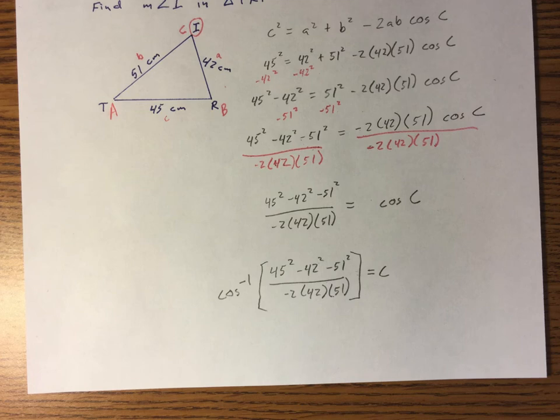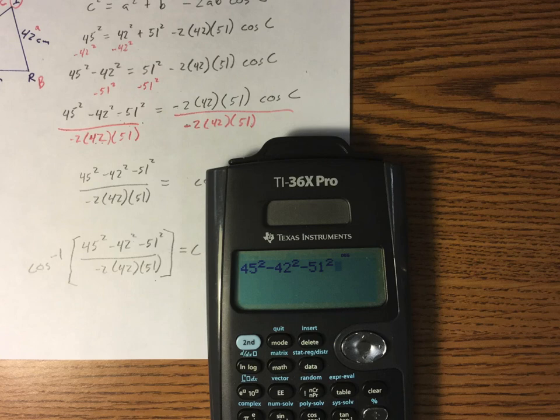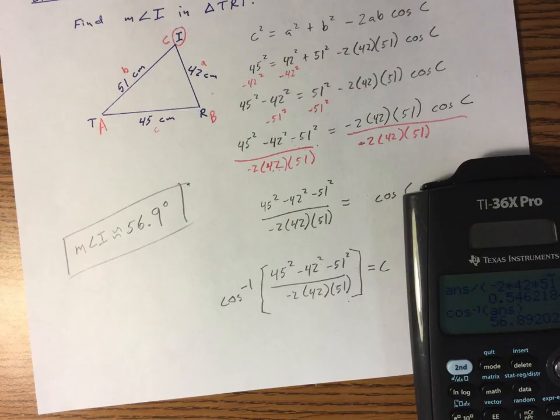And now typing that into the calculator correctly, I would recommend first do the numerator and divide by the denominator. Please note the parentheses are really important. If you don't have the parentheses around the negative 2 times 42 times 51, your calculator tries to do it without correct notation. So there we go, and then we want the inverse cosine of that. Should get us about 56.9 degrees.